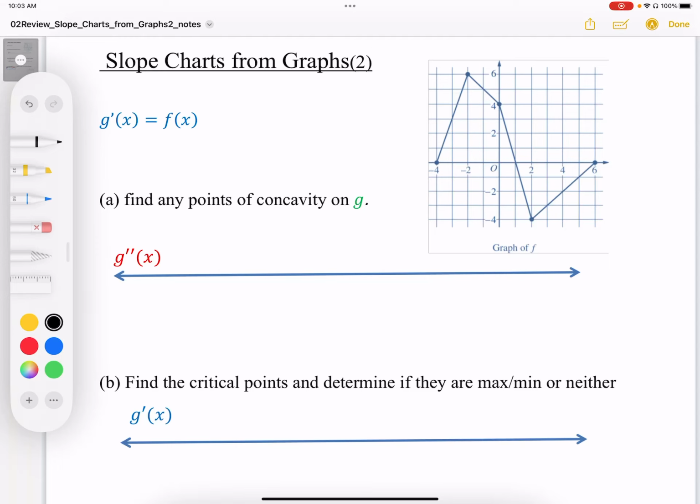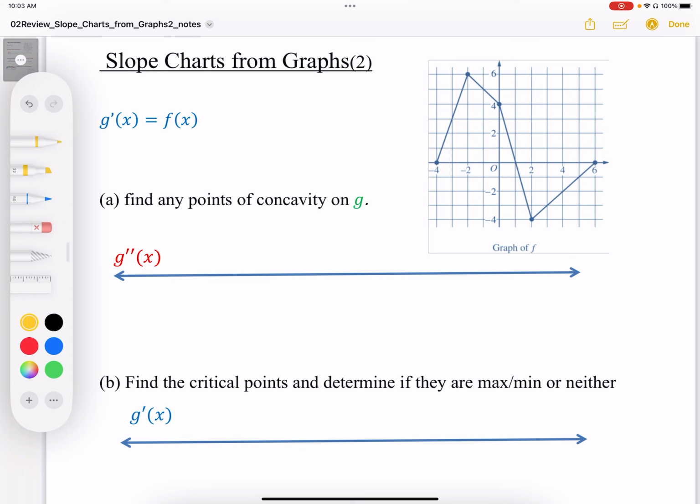Here we've been given the graph of f to the right, and that graph happens to be the derivative function of a function g. Part A asks, find any points of concavity on the function g. So taking a look at concavity, concavity is going to be the second derivative of g, or the first derivative of f. So we're talking about the slope on f.